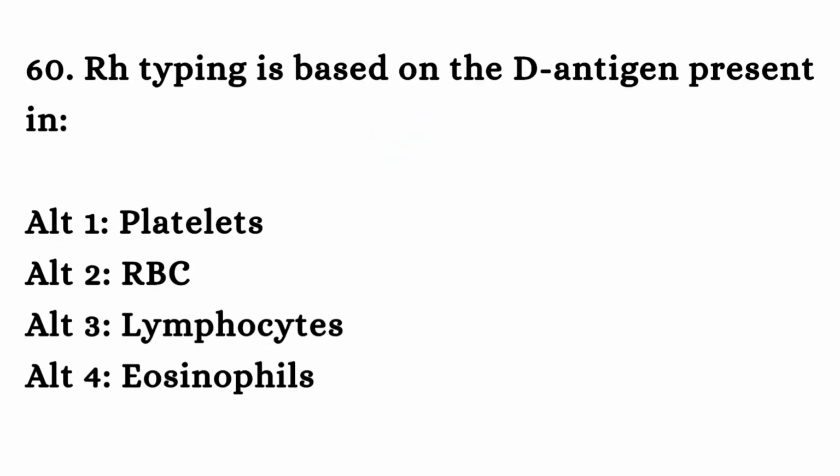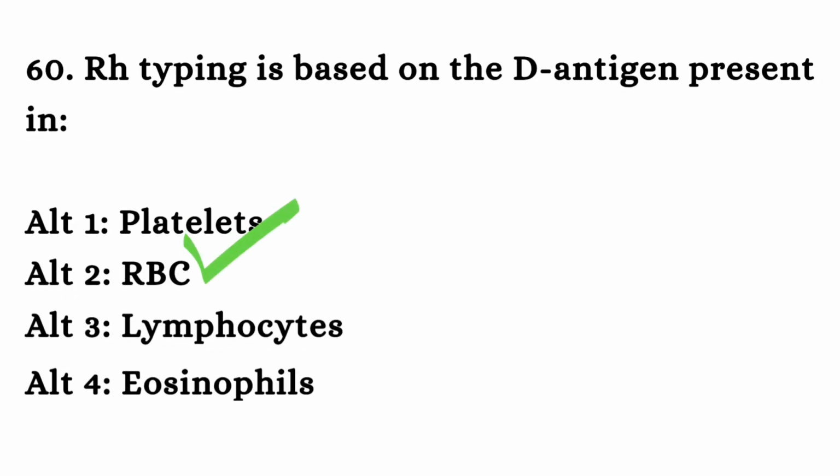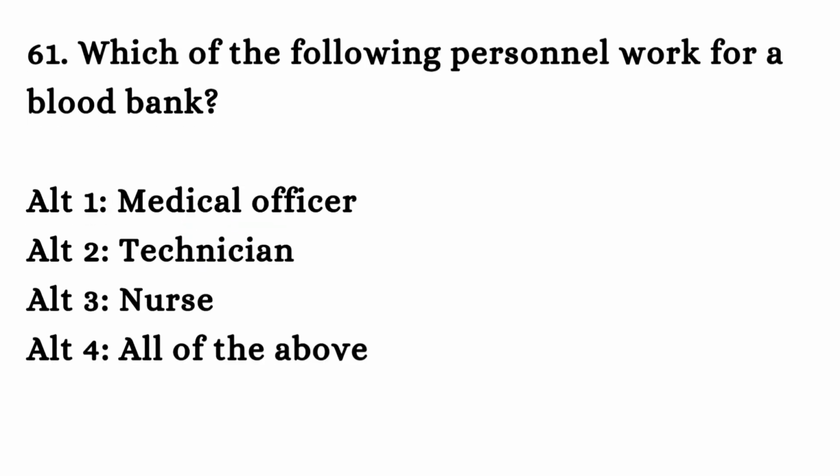Question number 60. Rh typing is based on the D antigen present in Option 1 platelets, Option 2 RBC, Option 3 lymphocytes, Option 4 eosinophils. The right answer is Option B RBC. Rh typing is based on D antigen and D antigen is present on the surface of RBC.